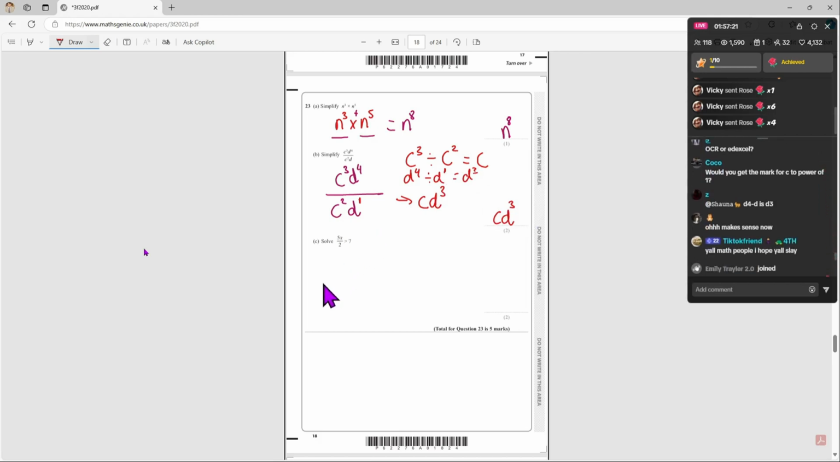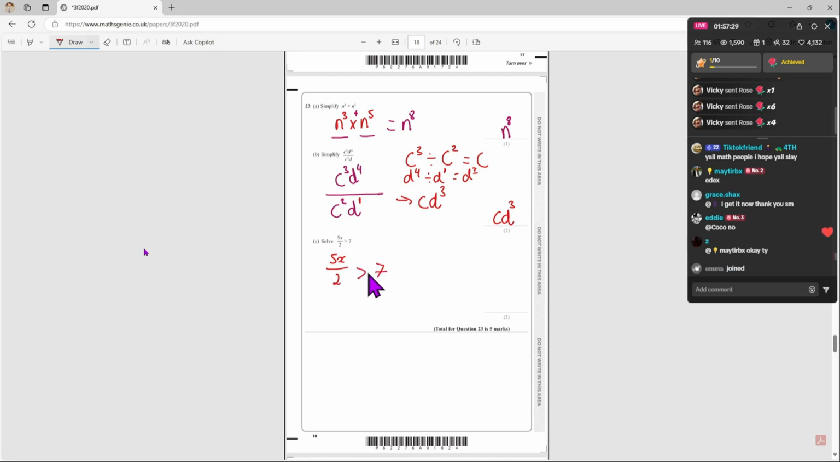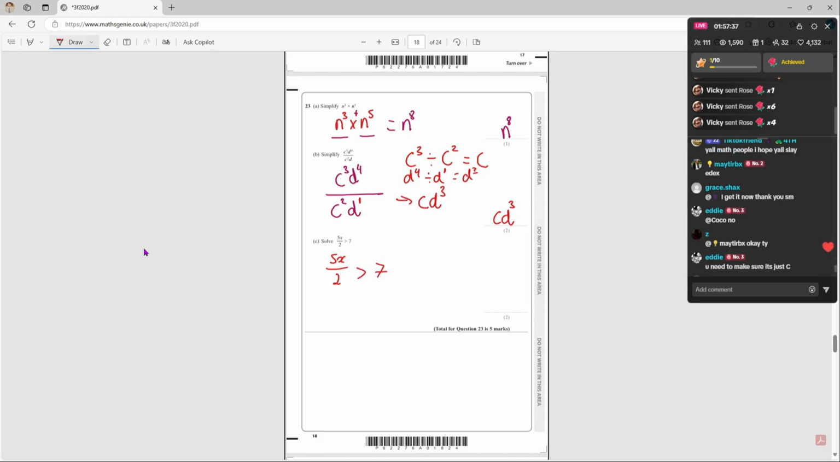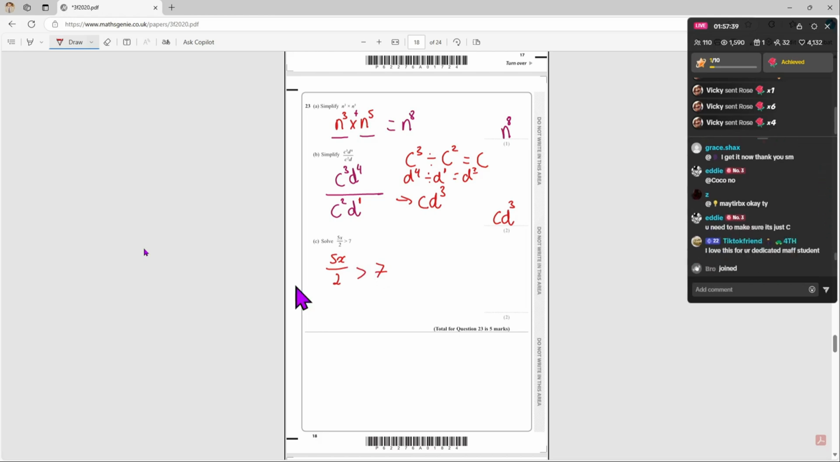Now let's solve this inequality, guys. So you have to solve 5x over 2 is greater than 7. Whenever we're solving an inequality, just remember, imagine that the inequality sign is just like the equal sign. You do every single thing the same. You just think that the inequality sign is an equal sign, okay?